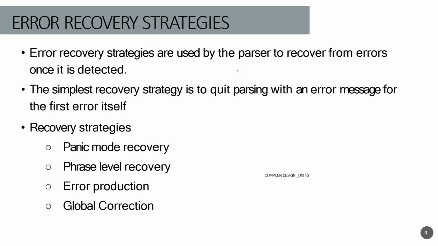Now, the different strategies. What are the different error recovery strategies used by the parser to recover from errors once they are detected? The simplest recovery strategy is to quit parsing with an error message for the first error itself. There are 4 error recovery strategies: panic mode recovery, phrase level recovery, error production, and global correction. We will discuss them one by one.